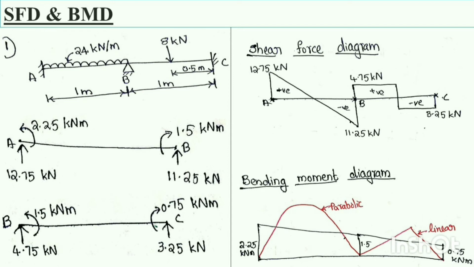Now for the bending moment diagram, the bending moment at A is 2.25 kilonewton meter, at B it is 1.5 kilonewton meter, and at C it is 0.75 kilonewton meter. In section AB, the load is UDL, uniformly distributed load, therefore the bending moment diagram will be parabolic. And in section BC, it is a point load, so the bending moment diagram will be linear. So this is the shear force and bending moment diagram that we obtained for this frame structure.